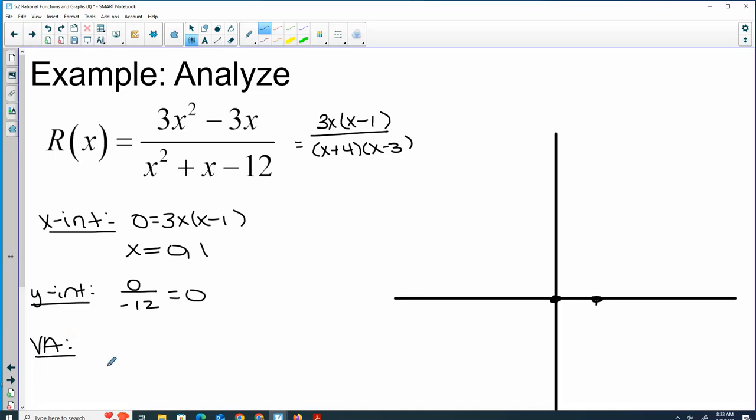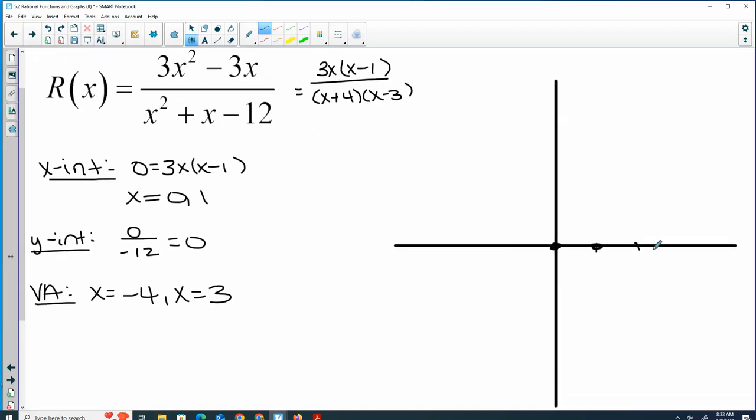Vertical asymptote, what makes the denominator 0? So if I have 2 vertical asymptotes, how many sections of my graph am I going to get? We'll have 3 different pieces. All right.